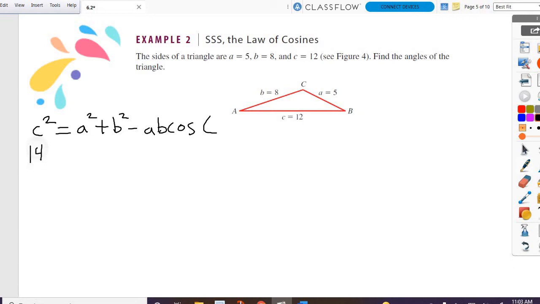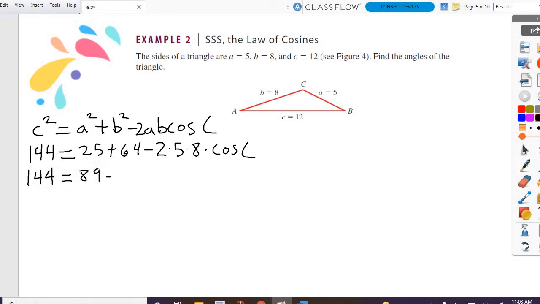12 squared gives me 144 equals 25 plus 64 minus, I dropped my 2, 2 times 5 times 8 times cosine of C. So what is 25 plus 64? 89. And then what is 2 times 5 times 8? 80.